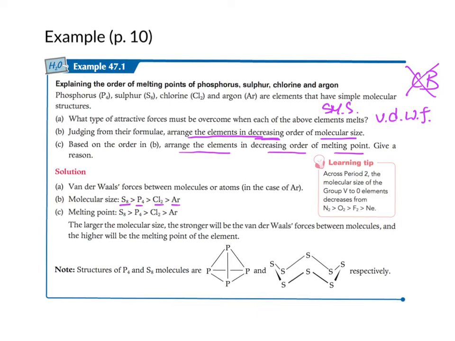So in decreasing order, you will find that the strength of van der Waals force increases with the molecular size. So the keyword is: the larger the molecular size, the stronger the van der Waals force. Therefore this will have a higher melting point. So you arrange them in the sequence of molecular size, then you can tell their melting points. Lastly, I remind you, you have to learn how to draw the structures of these two molecules. One is P4, one is S8.